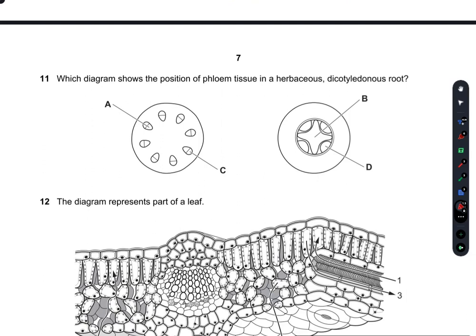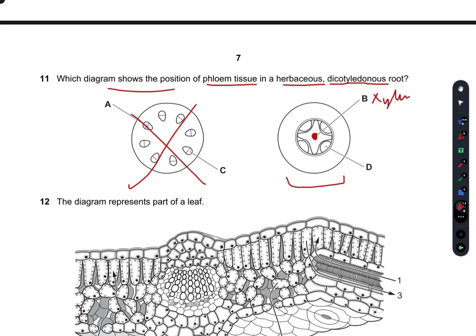Which diagram shows the position of phloem tissue in a herbaceous dicotyledonous root? So this is not a herbaceous dicotyledonous root. So this is the middle tube. Here is how I remember this: the tube in the middle is always xylem, and xylem is surrounded by what? Surrounded by phloem. So D is the right answer.